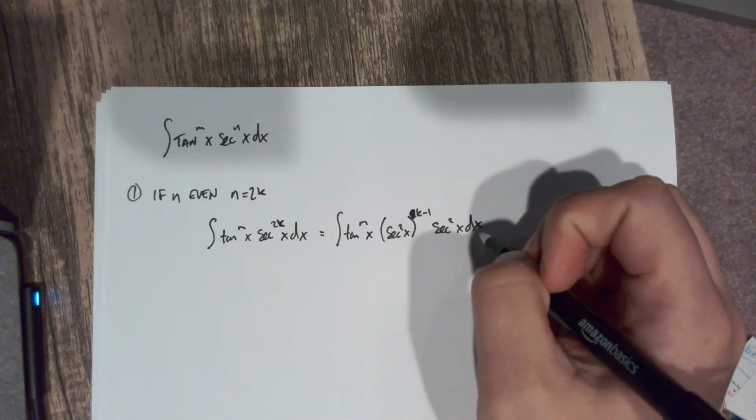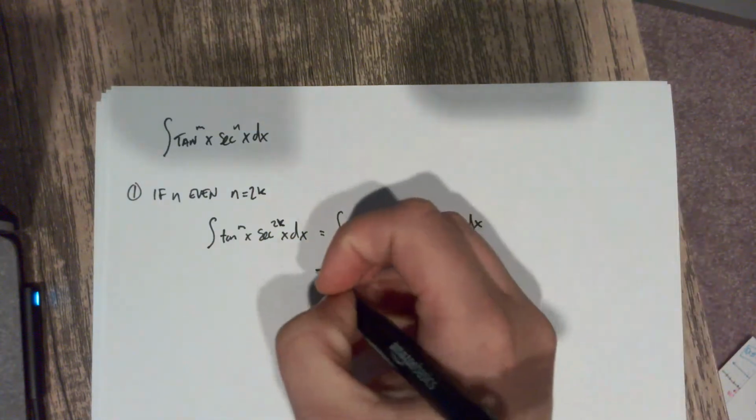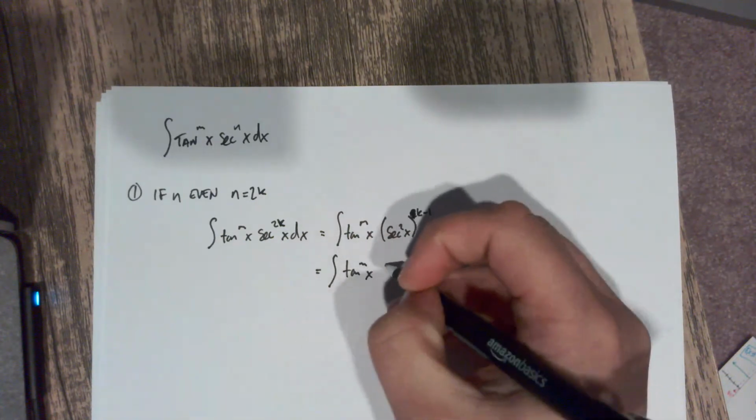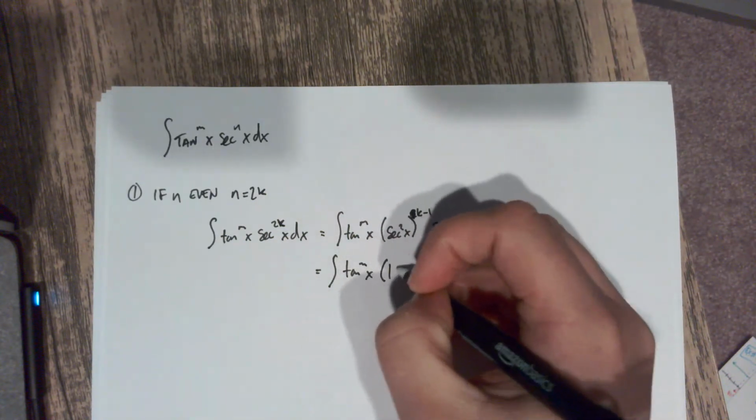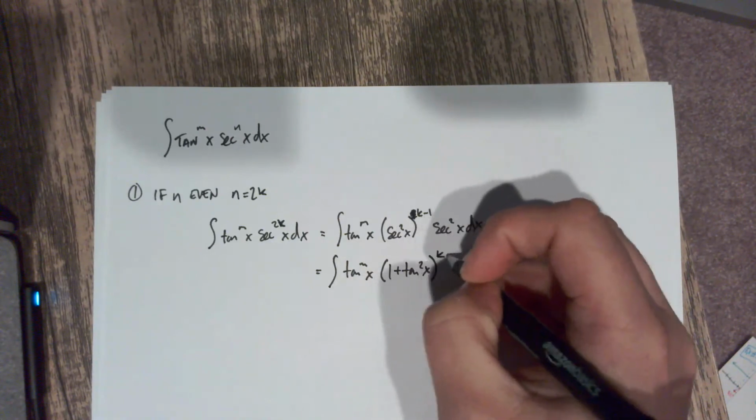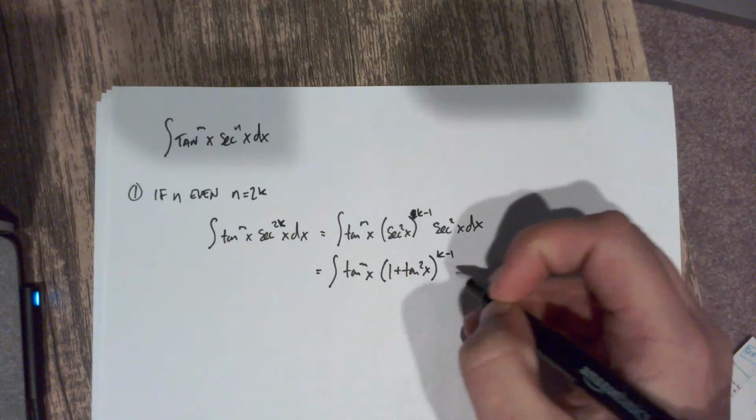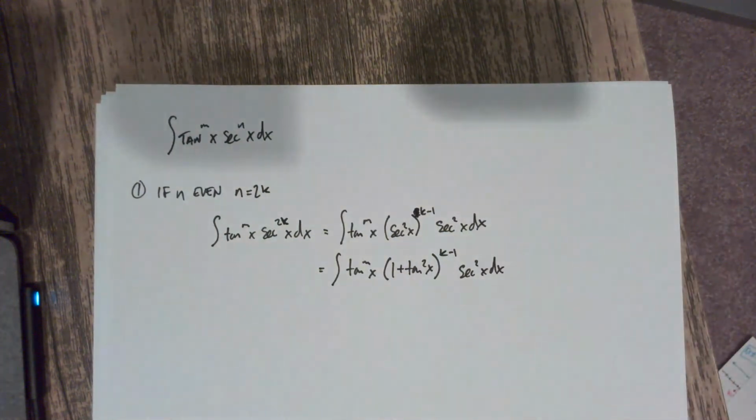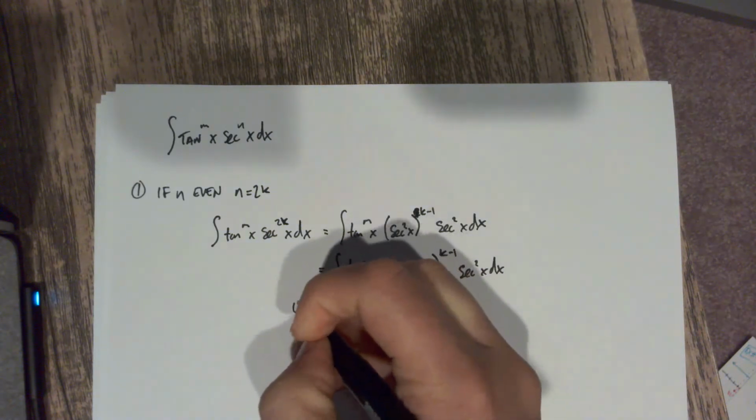And the reason that I did this is so that I can use my trig identities to rewrite again. Secant squared is equal to 1 plus tangent squared. And then we can use u substitution here, with u being tangent of x, since the derivative of tangent is secant squared.